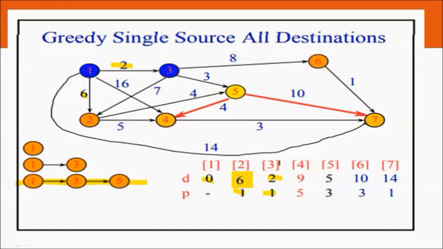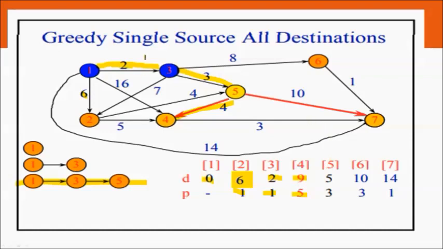Next, from vertex 1 to vertex 4. Since our path is from vertex 1, 3, and 5, we have to consider that. So from vertex 1 to 3, we have 2. From vertex 3 to 5, we have 3 again. And then from vertex 5 to vertex 4, we have 4. So 2 plus 3 is 5 plus 4, we will have 9. So now, our predecessor is vertex 5.